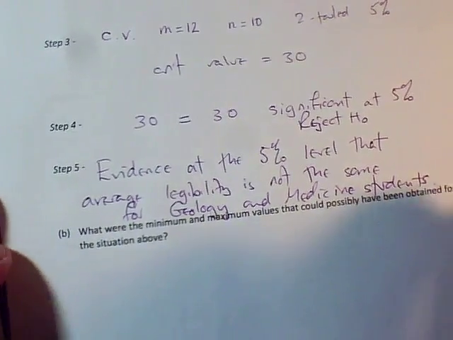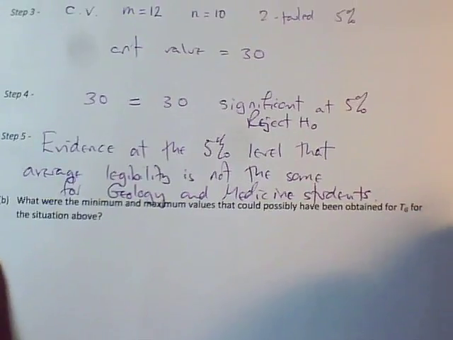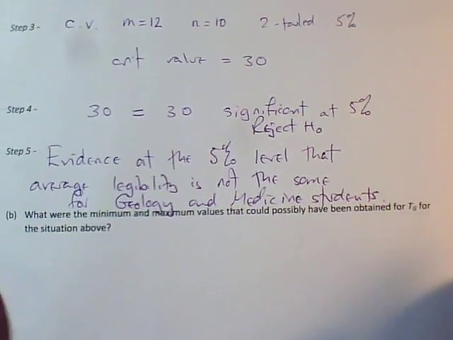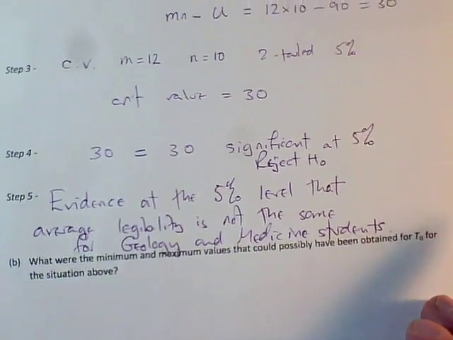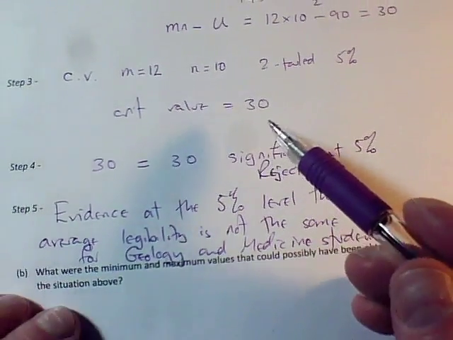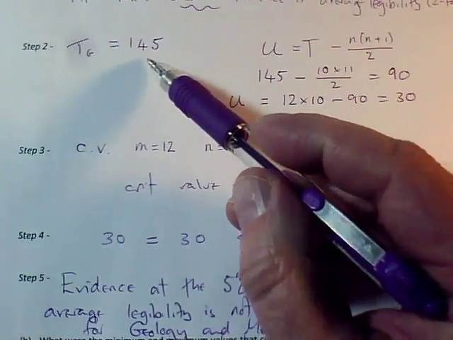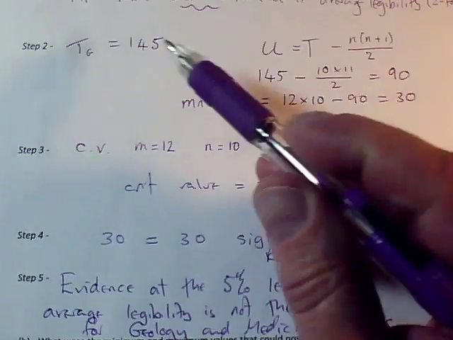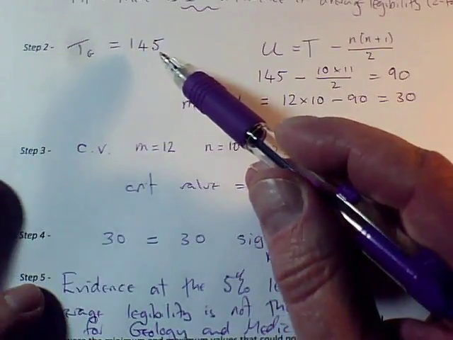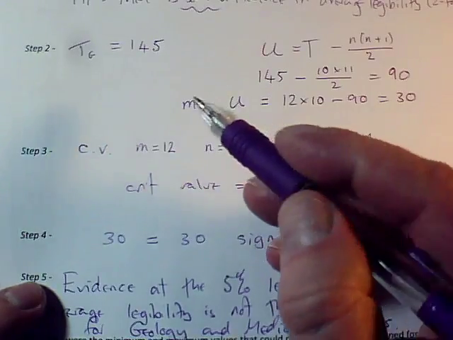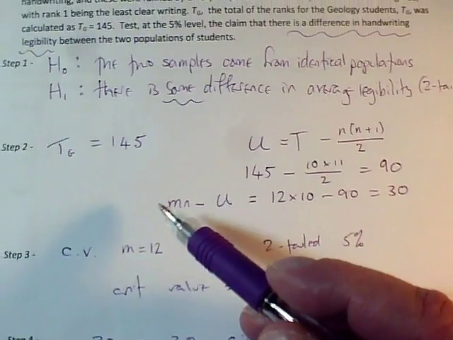Now part B asks what were the maximum and minimum values that could possibly have been obtained for TG for the situation above. They do ask this kind of thing. We got a critical value of 30 from the TG they gave us of 145. We had to go via the top value. So this looks like a fairly high value, but it's not the highest it could have been. So what's the highest and the lowest that my sum of the geology ranks could have been?